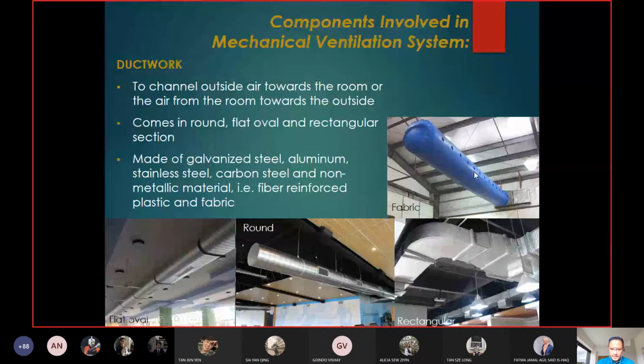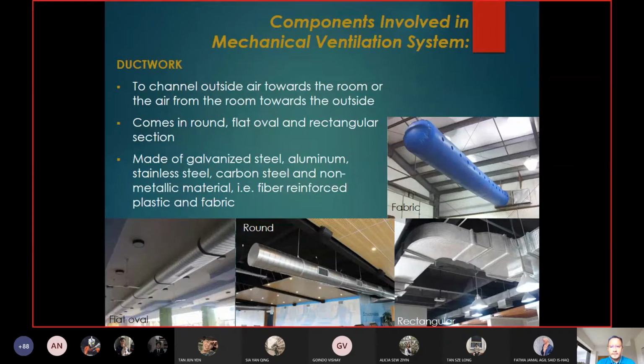But here, this one is fabric. Okay, fabric or plastic. We say, right? Sometimes they use fabric, sometimes they use plastic. Right. I think I've seen this type.